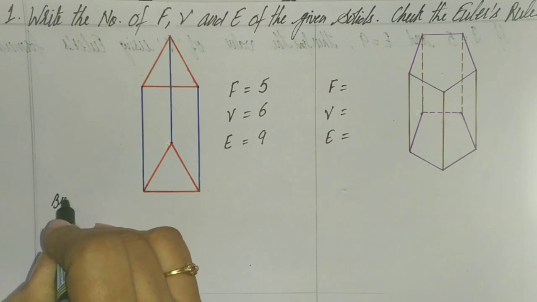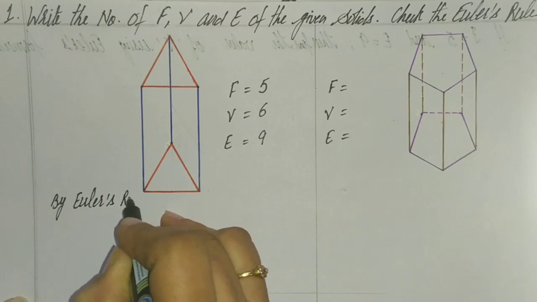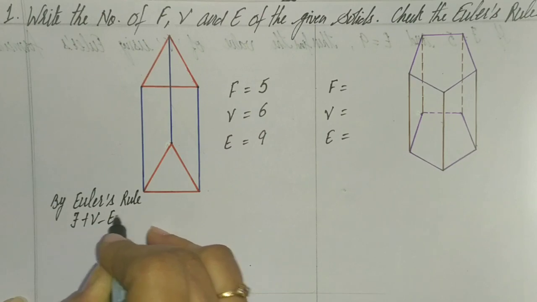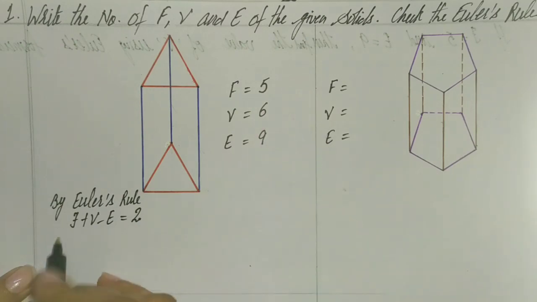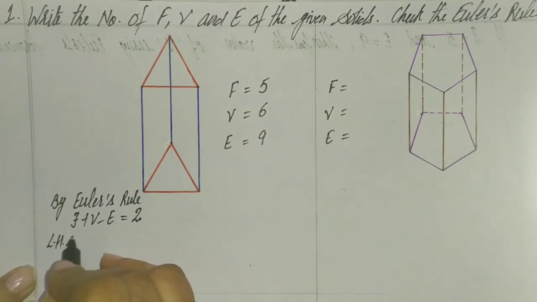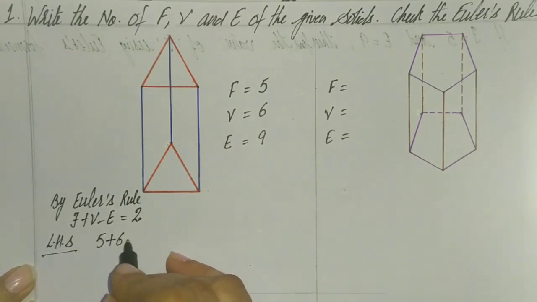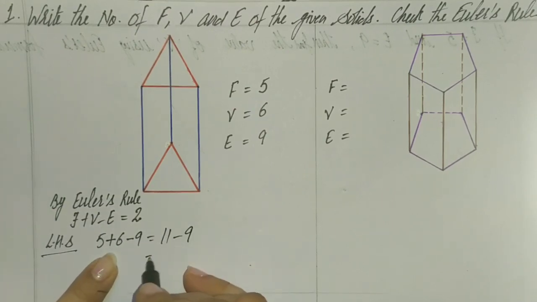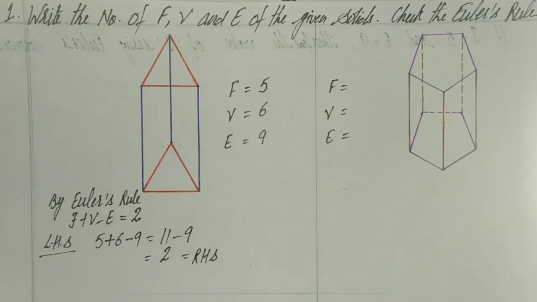Now by Euler's rule, faces plus vertices minus edges is equal to 2. Now enter the values here on the left hand side. That means faces plus vertices minus edges. That means 5 plus 6 is 11, minus 9 is equal to 2. That is equal to RHS. Hence Euler's rule is applied over here and it's checked.